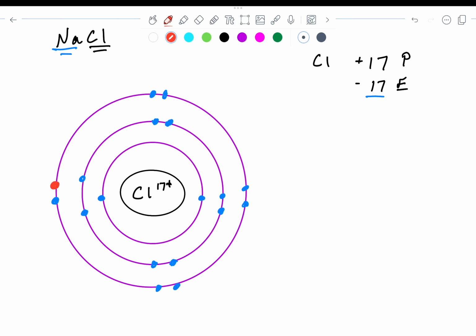And now if we look at chlorine, we see that now it has 1, 2, 3, 4, 5, 6, 7, 8 valence electrons. So now chlorine is happy. But again, you guys, if we take a closer look at chlorine, it still has 17 protons. Because what we've done here, you guys, is we've made a chlorine ion.